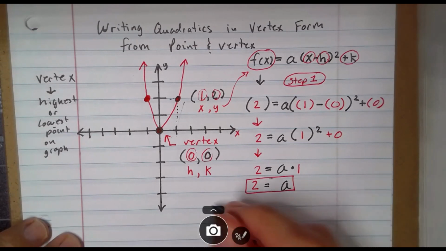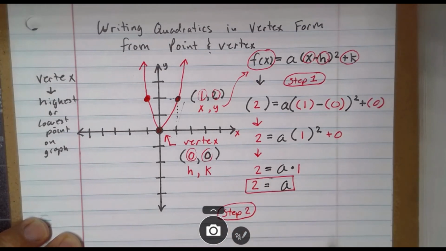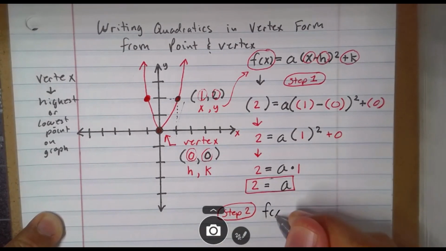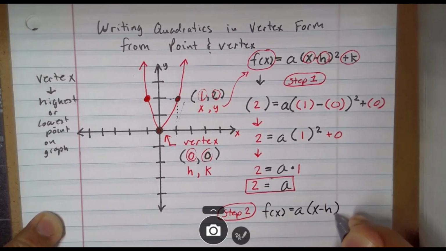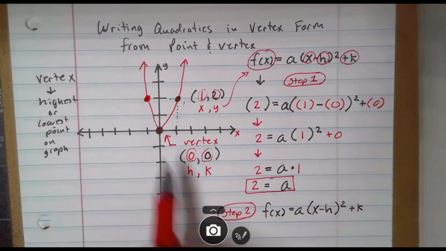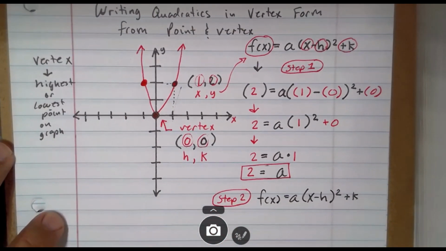So I'm going to write step 2 on there. So step 2 of solving this is I'm going to go ahead and rewrite this formula once again. So I have f of x is equal to a times x minus h squared plus k. And now we're going to just simply substitute our values for a, h, and k. We found a, and h and k, we had found it earlier when we looked at the graph. So let's go ahead and substitute those values real quick.